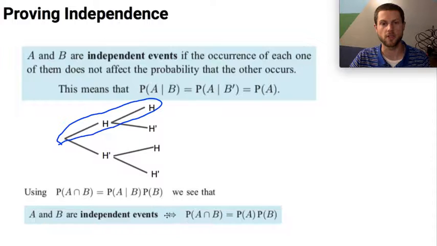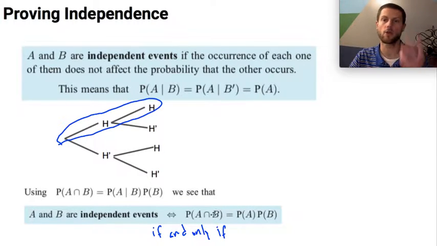One thing to note is that this double arrow is actually pretty important. It means if and only if. It's a little bit more significant than just if, because it means that I can use this argument in both directions. If I'm given that two events are independent, then this must be true. Similarly, I can go the other way. If I'm given that this is true of two events, then they must be independent.